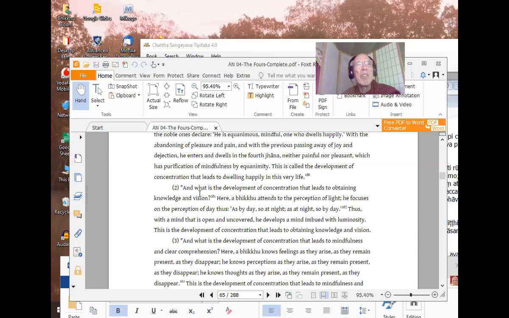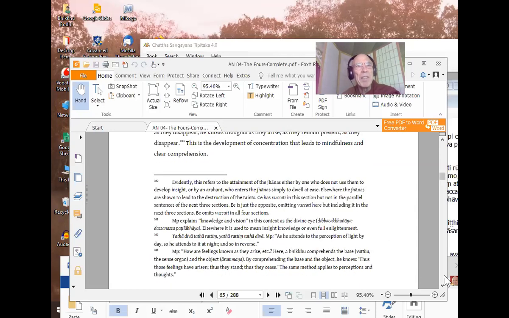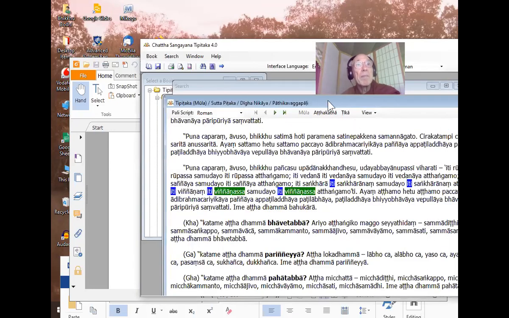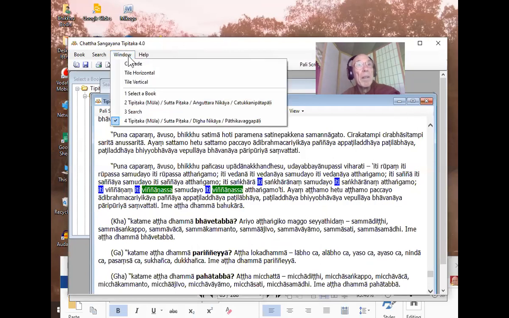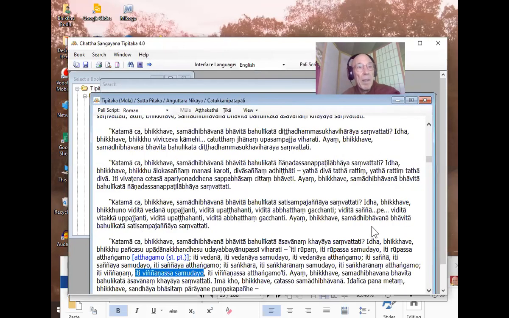So now we come to the second kind of development of concentration, and this is called the development of concentration that leads to obtaining knowledge and vision. Yeah, so in Pali, I'll copy and paste this.